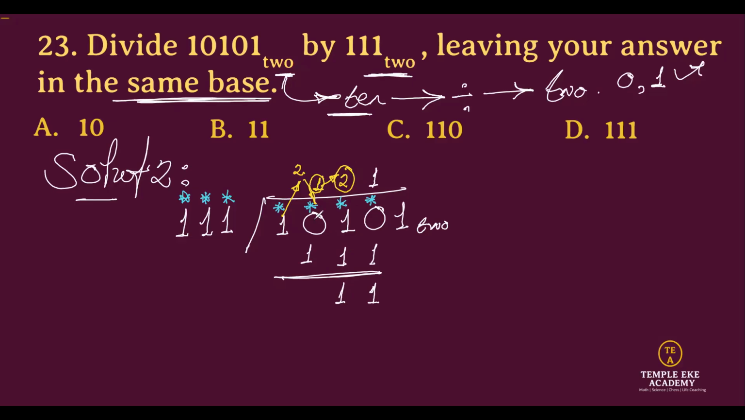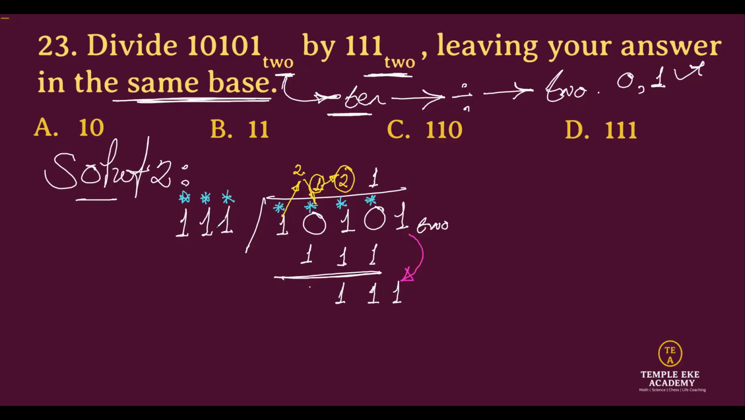And of course, this is 1. 1 minus 1 gives a 0, which we do not necessarily have to write. Bring down, therefore, the next digit. That digit, last one there, has to be brought down to give 1 in the same base.